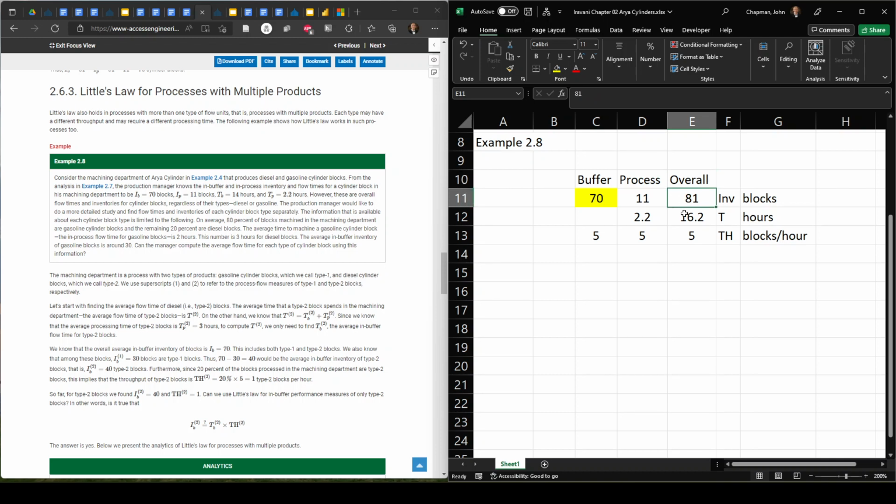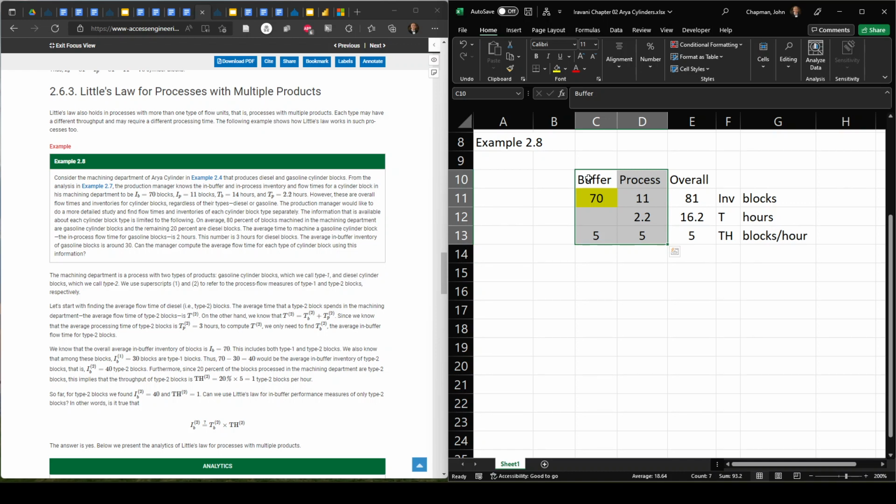And what we've done here is they gave us these original numbers in example 2.7. We calculated the in-buffer inventory of blocks to be 70, which is 81 minus 11. We calculated the throughput of 5 blocks per hour across the board. And in this example, we're going to add 2 different types of products. So not only do we have multiple stages, Little's Law can work in a situation of multiple stages, buffer or process, for example, but we also have Little's Law for processes with multiple products.